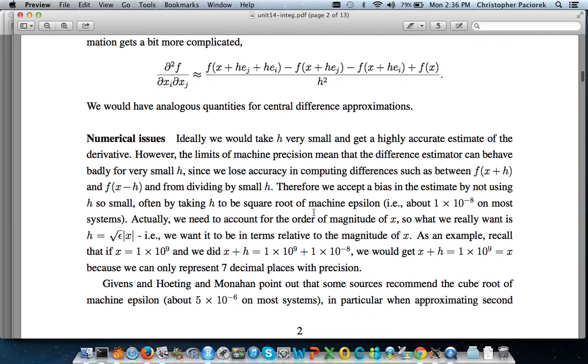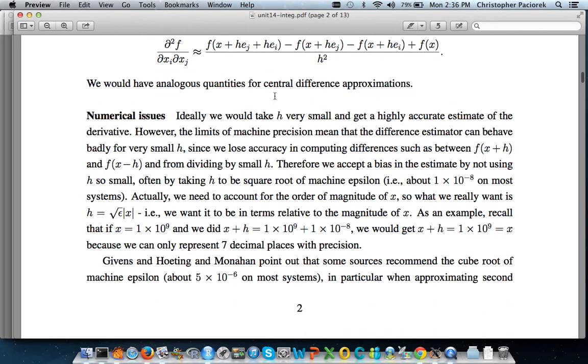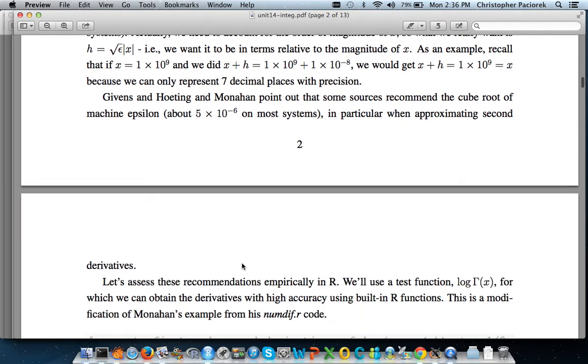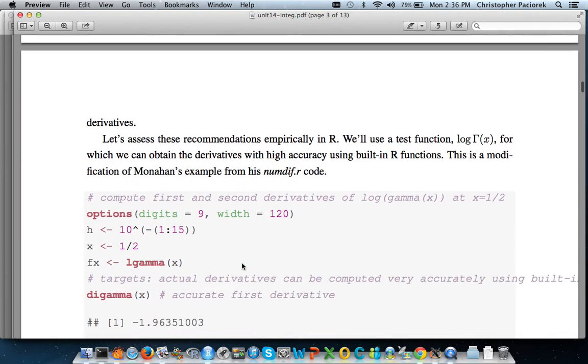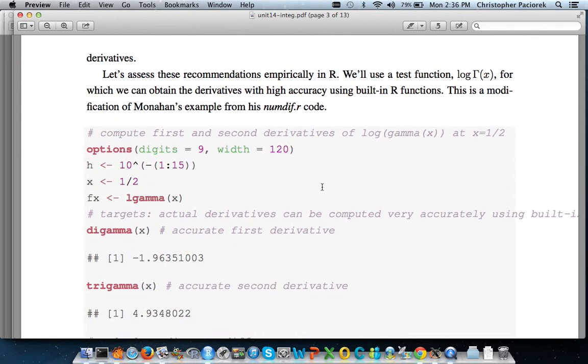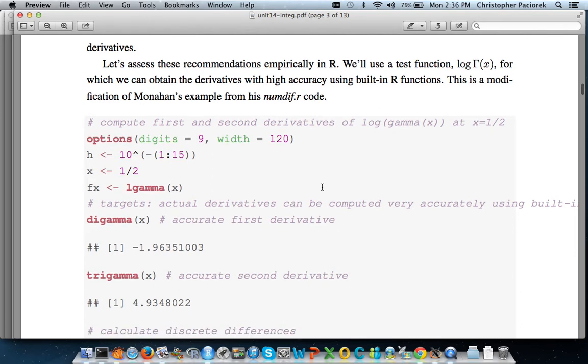Okay, so this question about numerical issues, this basically says so much of what we were just talking about a second ago. So here's the example I thought I would walk through. The idea is to estimate the first and second derivatives of the log of the gamma function.